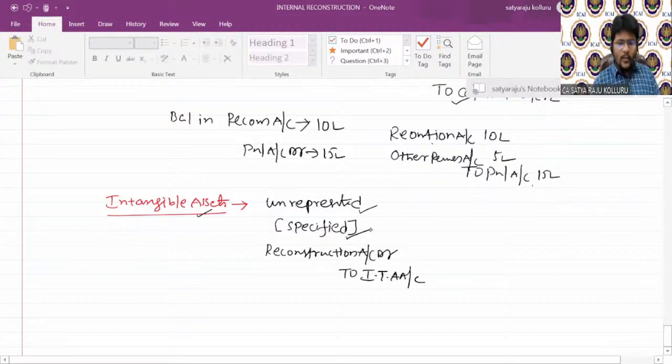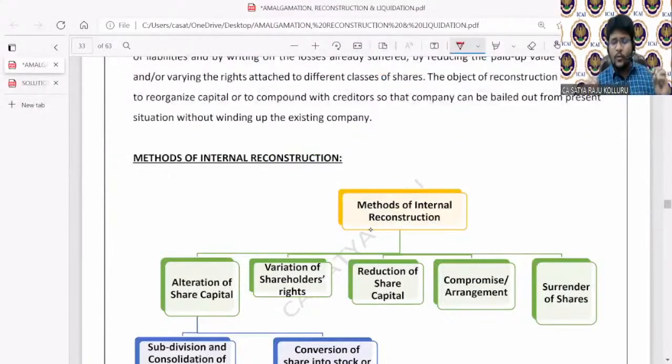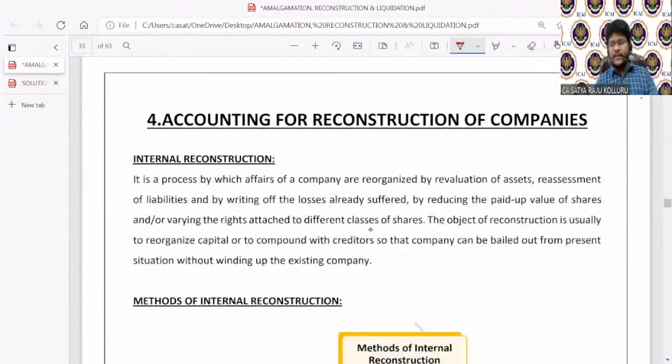Now let me go back to my text. I will just confirm the things. I don't want to read each and every line here. Please all of you concentrate here. Now I'm opening my text. Then in today's class, we are going to do certain problems as well.